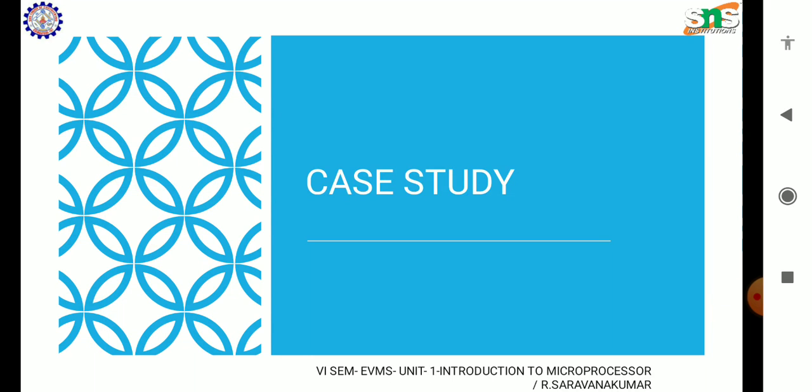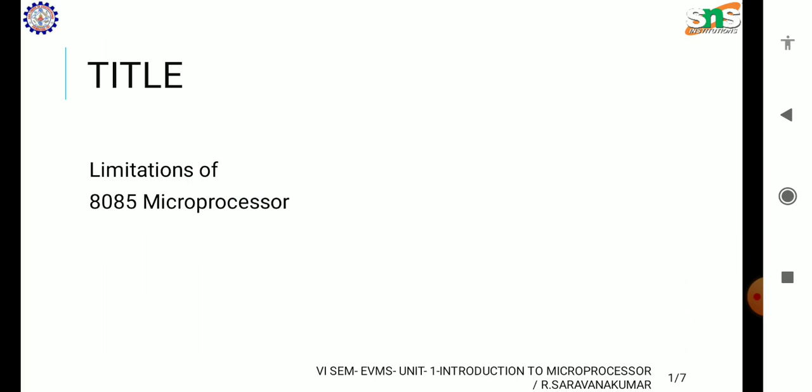In this case study, we are going to discuss the limitations of the microprocessor. In the last class, we saw what a microprocessor is, what its types are, and its architecture, everything. In this class, we are going to discuss the limitations of the 8085 microprocessor. Before that, let us recall the microprocessor.